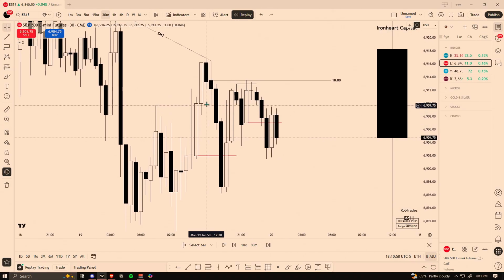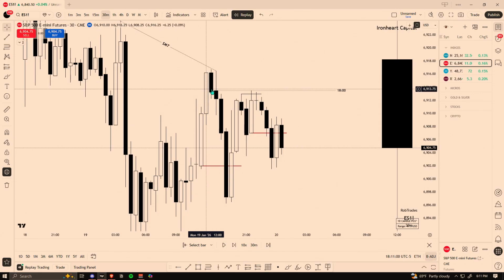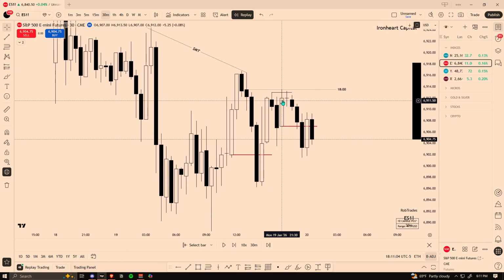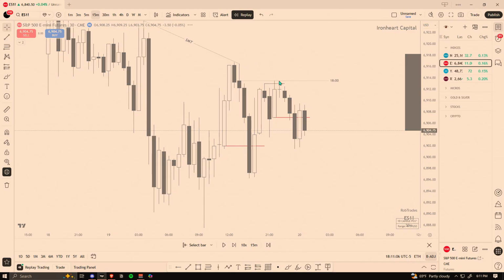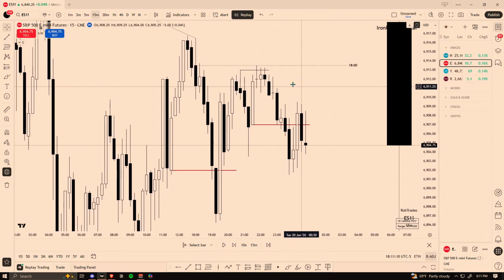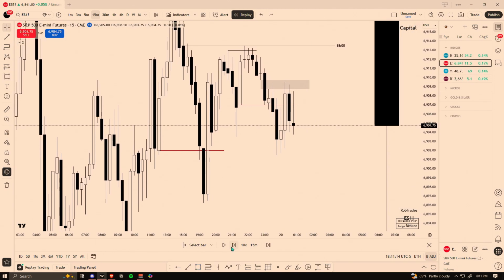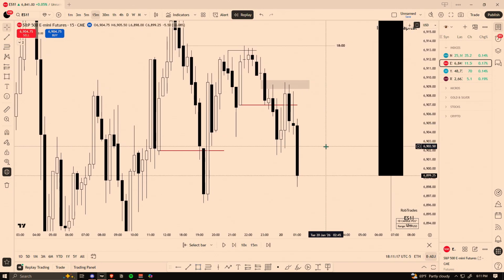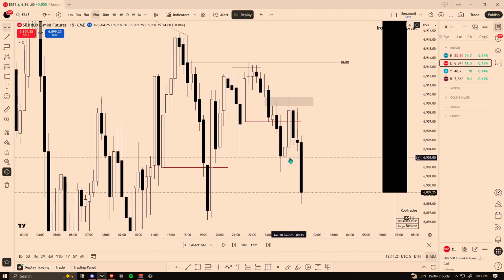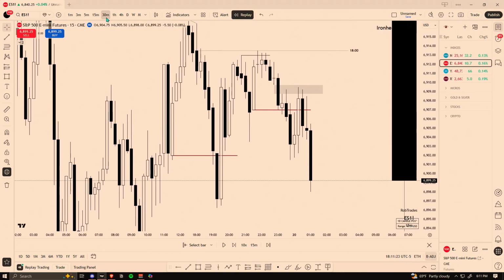You can see price is inside of this fair value gap as well, retesting that 18 o'clock new day open. And if we look at the 15-minute, it's pretty clean as well. Same thing. Leaves this 15-minute gap that price was retesting. And then eventually price closes through, again giving us another continuation signature. But this time I was already in.